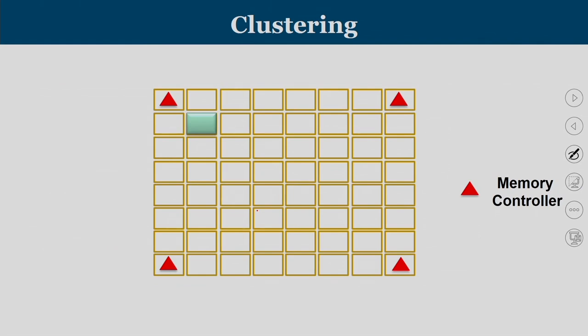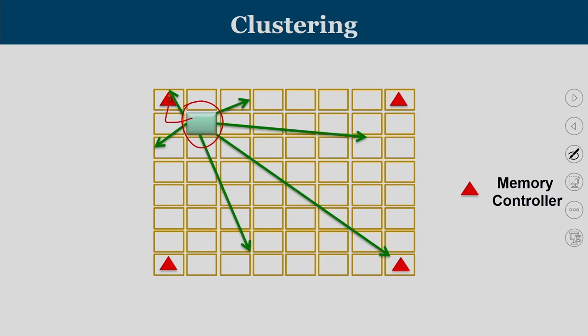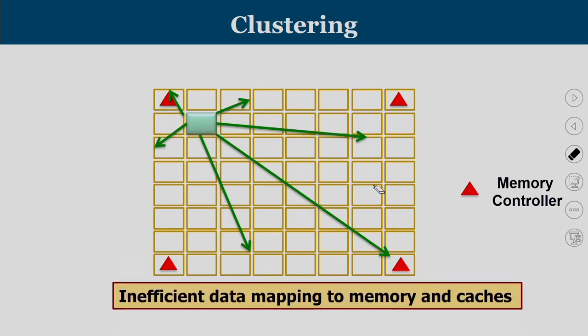The first application to core mapping is called clustering. Consider a TCMP where you can see that the memory controllers are kept in the corner tiles. Let's say there is an application that runs here. Now this application is going to have a memory footprint which is going to incur L2 misses to these cores. So this application is going to generate packets into these cores, and some of these packets are coming like this. So you are getting a wide range of cores to which these memory mappings are done. This is an inefficient data mapping to memories and caches, because this application's packets will travel all the way through the network and it is going to affect the performance of other applications as well.